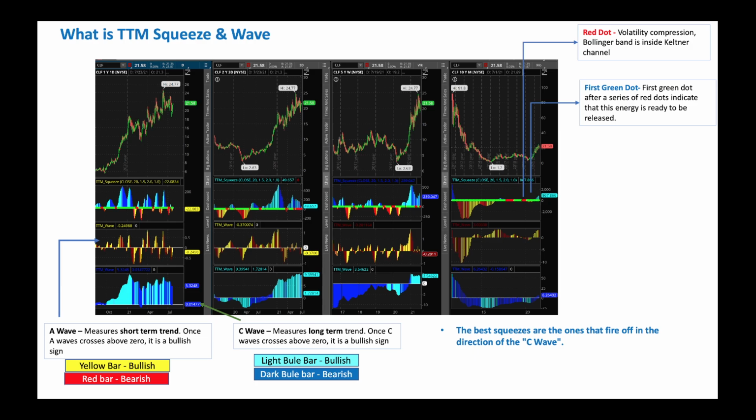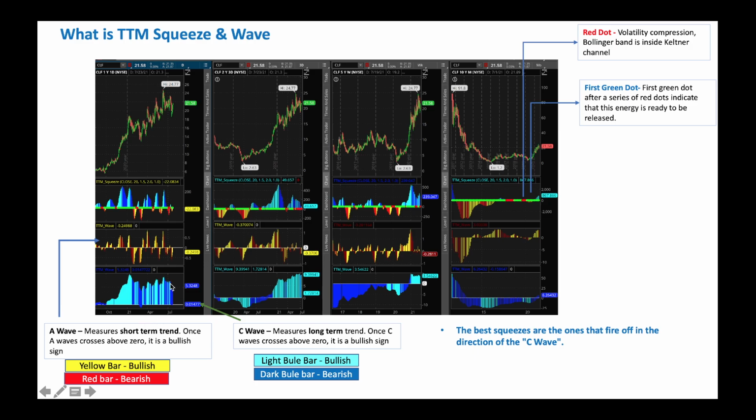And also if the wave is above zero, that's bullish. For example, you see a few bars above zero, that's bullish. And when the bars are below the zero line, that's bearish. So that's a very quick indicator of how to read the A wave, which is a shorter term wave. Now we'll get into the C wave, which is the longer term wave. So the C wave is right here. This is the C wave.